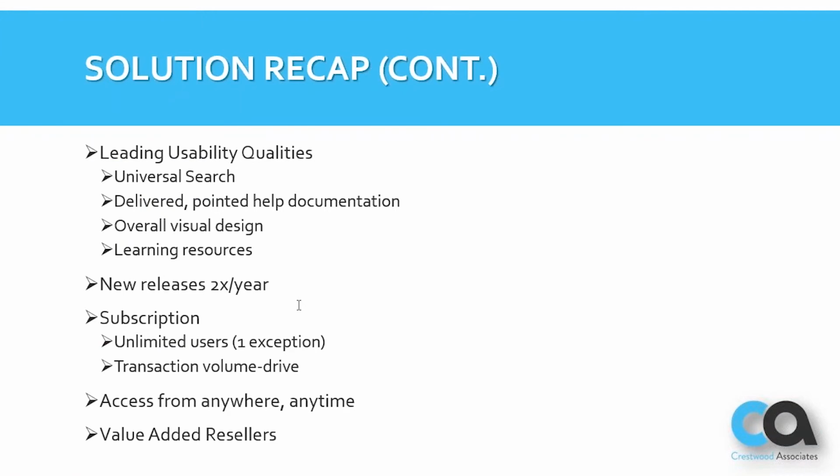Continuing on with the solution recap, new releases two times a year. So this enhances the functionality. So let's say when you're entering into a subscription agreement with Acumatica, you're paying a certain amount every year. You're not paying for a depreciating service. This is appreciating, adding new functionality, refining functionality, building new functions, and releasing these twice a year.